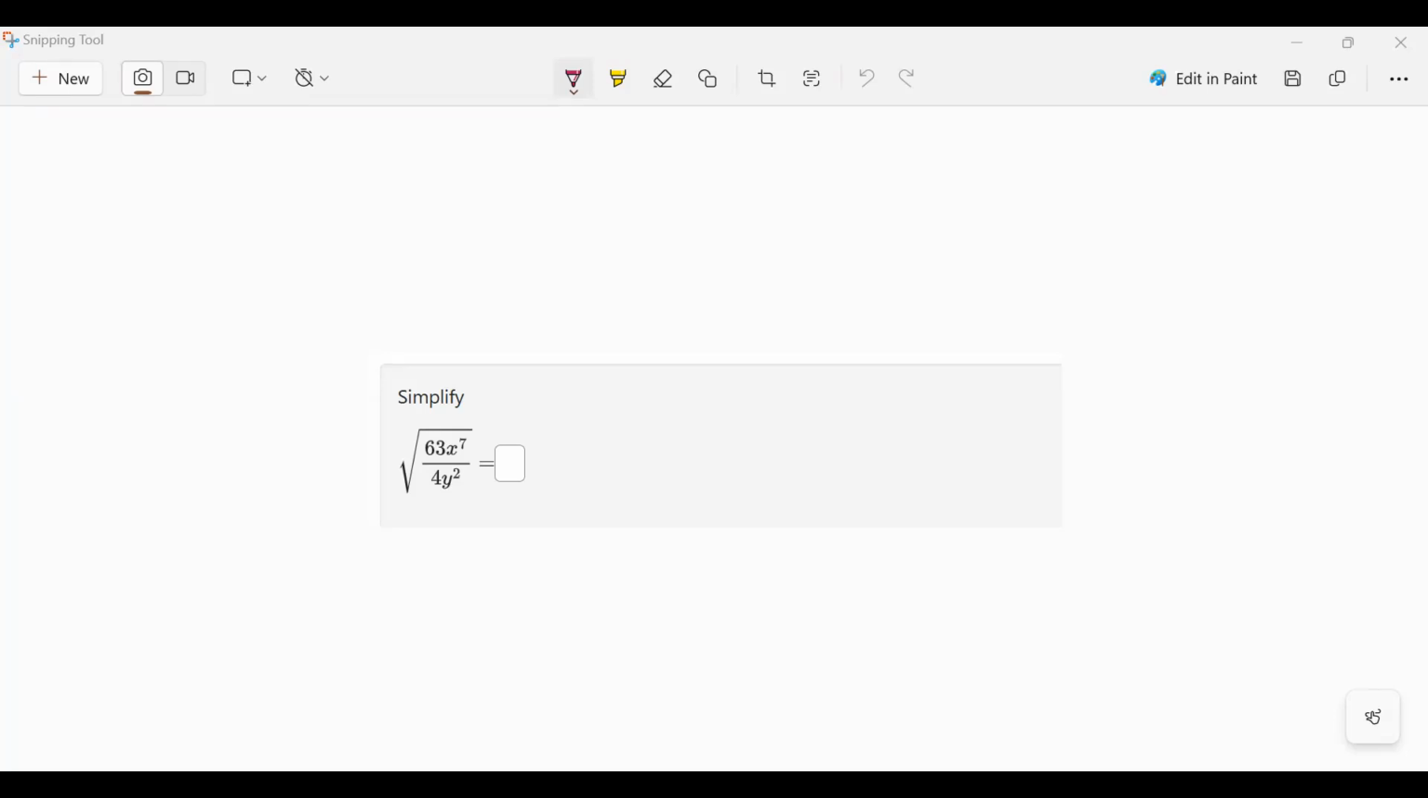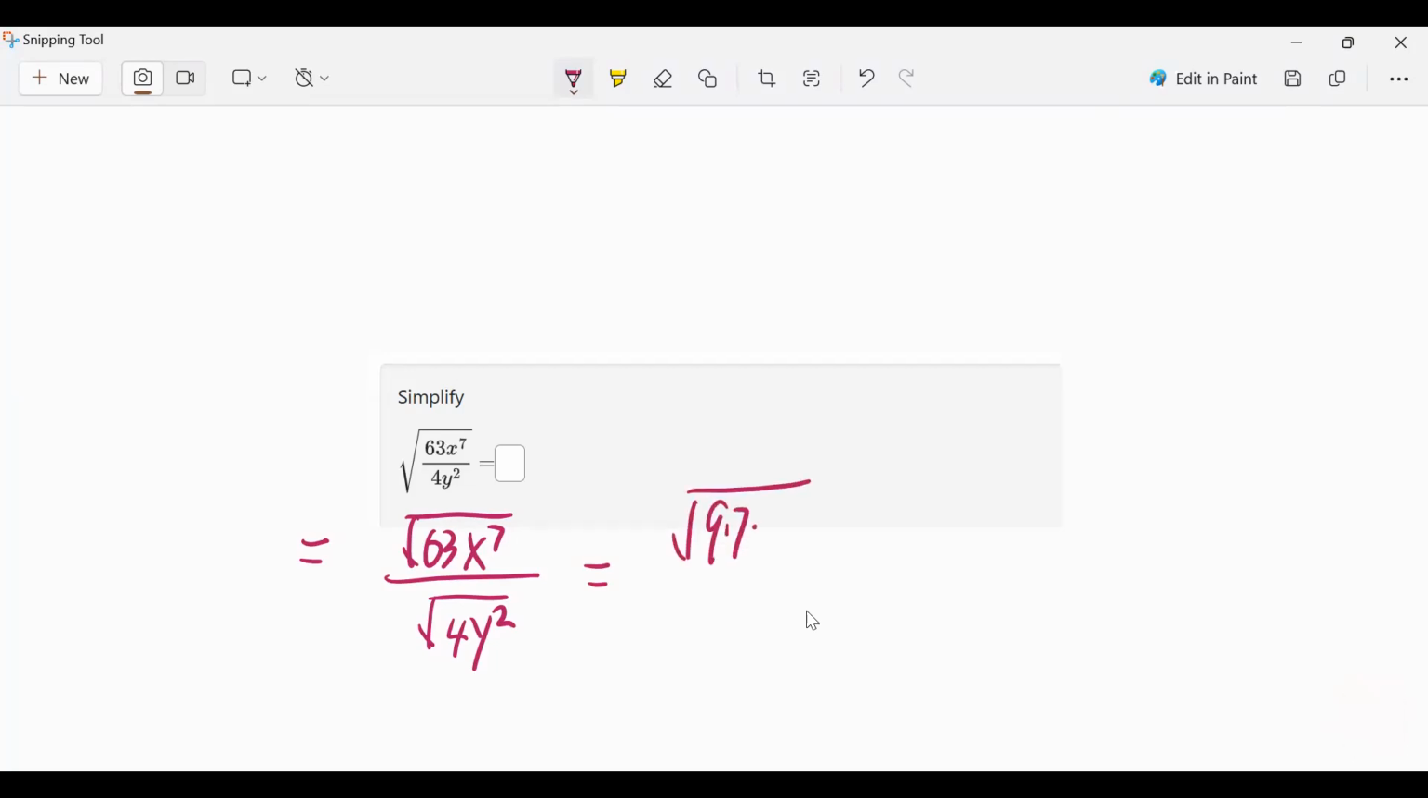Okay, guys, let's go over the solution here. So first of all, break down the square root of 63 x to the 7 over the square root of 4y squared. On the top, the maximum perfect square going into 63 will be 9. So 9 times 7, and x to the 7 is x to the 6 times x to the first. On the bottom, it will be square root of 4 times square root of y squared.